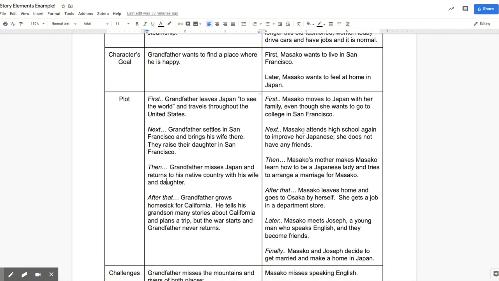Okay. Now, for Tea with Milk, first Masako moves to Japan with her family, even though she wants to go to college in San Francisco. Right. Next, Masako attends high school again to improve her Japanese.